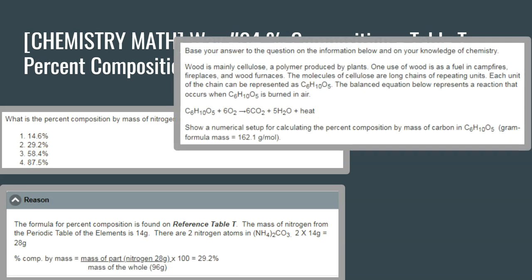Next question. Wood is mainly cellulose, a polymer produced by plants. One use of wood is as a fuel in campfires, fireplaces, and wood furnaces. The molecules of cellulose are long chains of repeating units. Each unit of the chain can be represented by C6H10O5. The balanced equation below represents a reaction that occurs when C6H10O5 is burned in air.